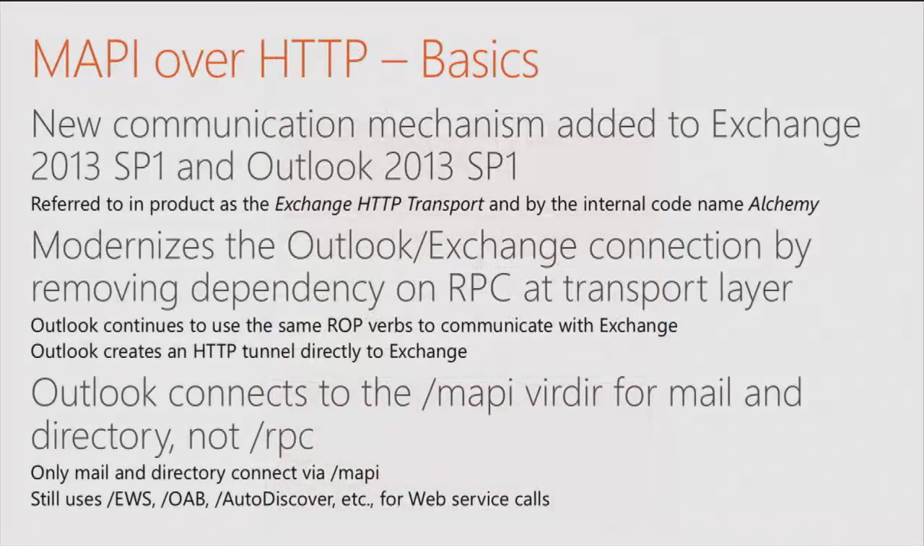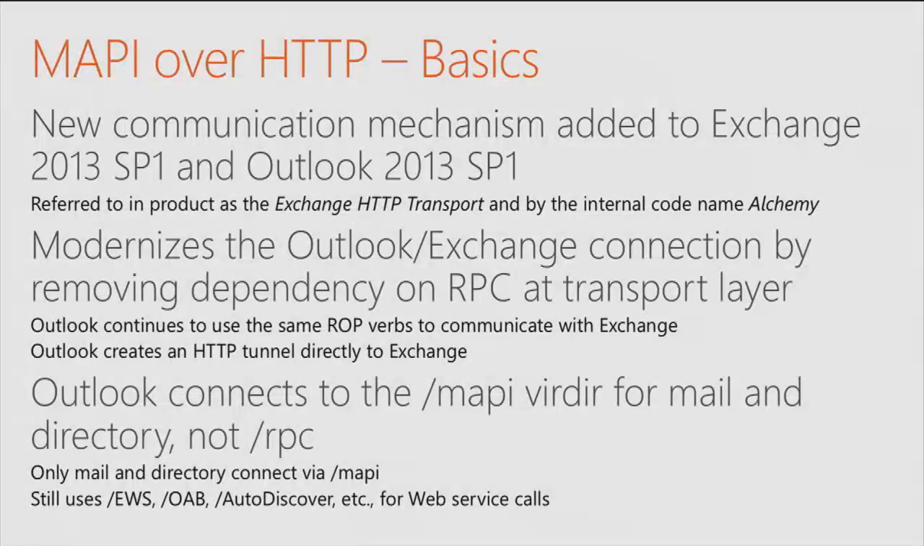All right. MAPI over HTTP, I talked about that as that new communication mechanism and how it modernizes the communication protocols used between Outlook and Exchange. We have a couple different names for it. Its release name is MAPI over HTTP, but you may see it referred to in some code paths as the Exchange HTTP transport protocol. We think we've got all the instances of that in event logs and error messages, but you still might see a few, and when you see that, that's what we're talking about, MAPI over HTTP. You should not see references to Alchemy, though. That was just an internal code name, and that's not in the code path itself.